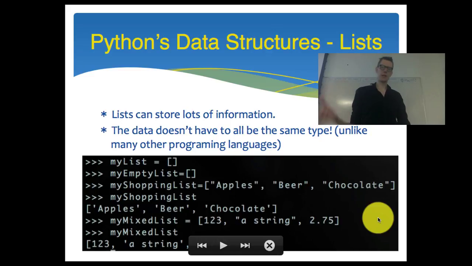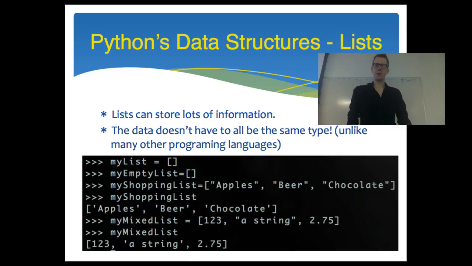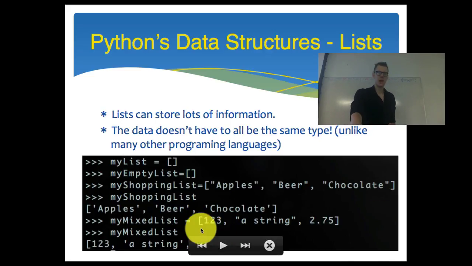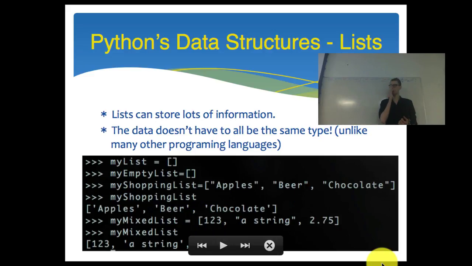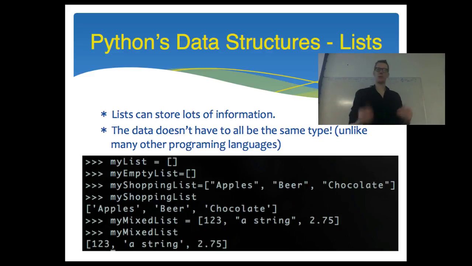Now, if you've programmed in some other languages before, you might be used to lists having a type. So it might be a list of numbers or it might be a list of words. In Python, you can have different data types within a single list. So a list can have mixed data types. So here I define a mixed list, and it contains some numbers, some words or a string, a float, an integer. So you can have lots of different data types all within one list. And all you have to do is enclose them in square brackets and separate them by a comma.